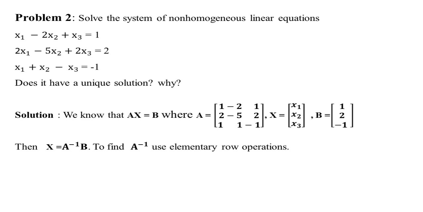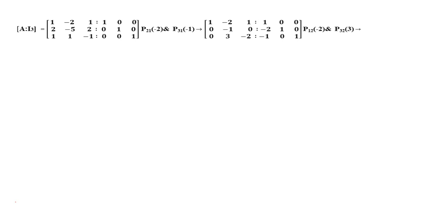Then we can write the matrix of unknowns, that is x equal to A inverse into B. Now to find out the unknowns, we have to find A inverse into B. For that, we first find out what is A inverse using elementary row operations. To find A inverse, I have written A on the left hand side and I3, the identity matrix of order 3, on the right hand side.